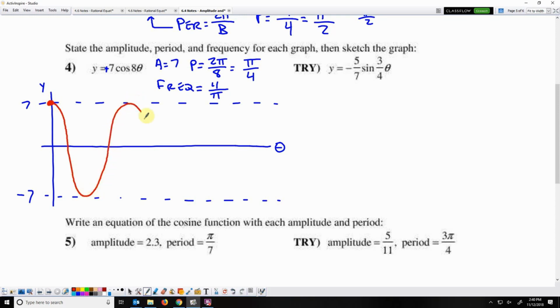There's one cycle. There's another cycle. After it has completed one cycle, it has gone the horizontal length of 1 period. That's pi over 4. The horizontal length of one cycle is 1 period. Then it goes another cycle, and the horizontal length of that is another period. So here it's gone 1 pi over 4. Here it's gone 2 pi over 4, and 2 pi over 4 can simplify to pi over 2.